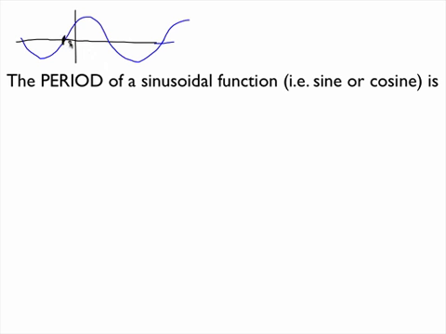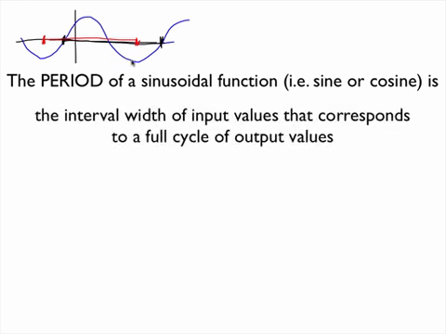So from here, tell me where the period ends. There. Okay, you could also measure it, say, from here to, tell me when to stop. There, okay? That would also be a measurement of the period. So it's an interval width of input values that corresponds to a full cycle of output.